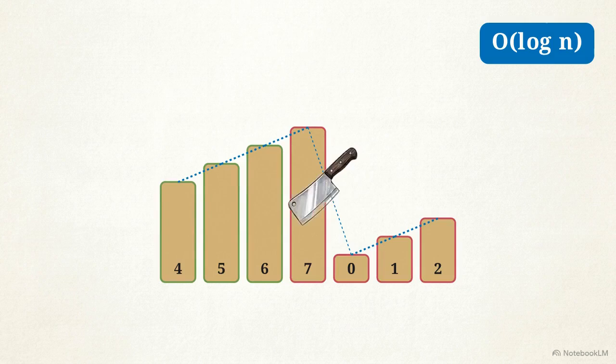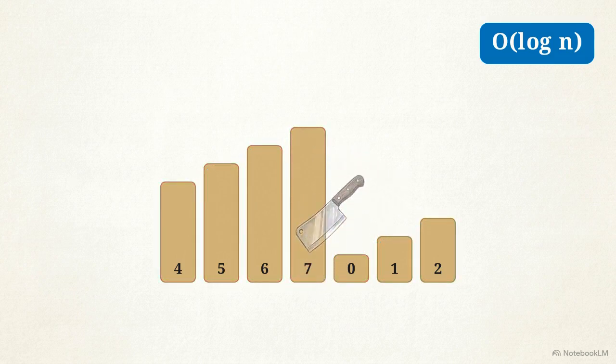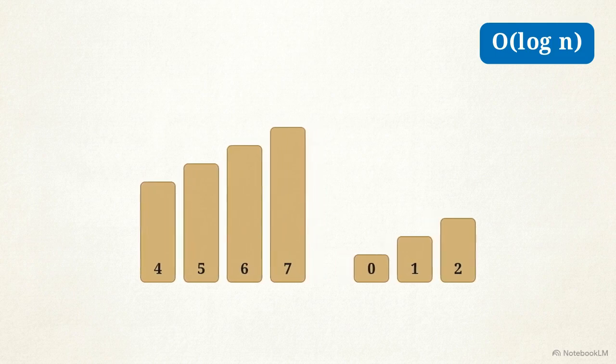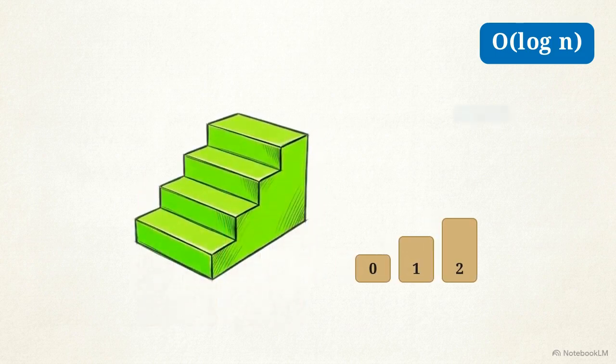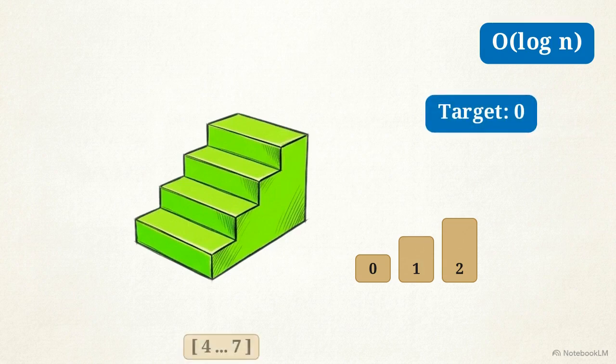Because a rotated array is created by a single pivot point, any way you slice it in half will always leave at least one side untouched by that pivot. In this example, slicing at the 7 leaves the entire left side as a perfectly ascending, unbroken staircase.